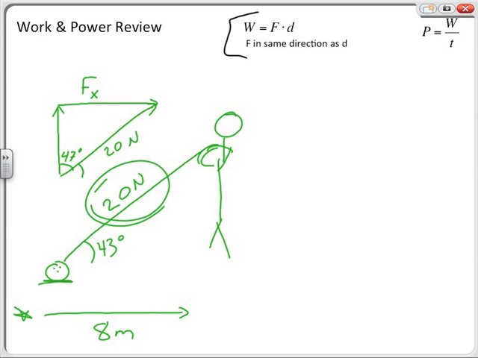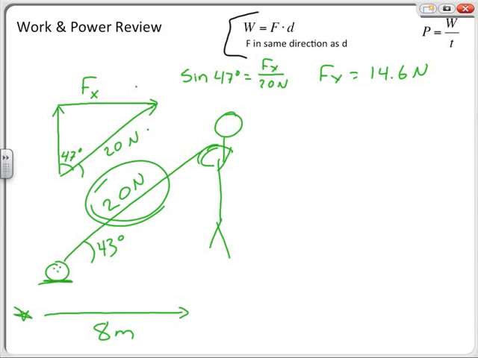So now I just need to set up my equation here. My Fx is actually going to be the opposite side over the hypotenuse. So this is going to be sine in this case. Sine of 47 degrees is equal to Fx over 20 newtons. So my Fx is equal to 14.6 newtons.